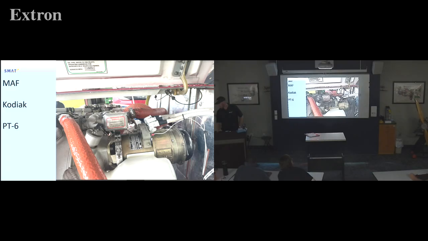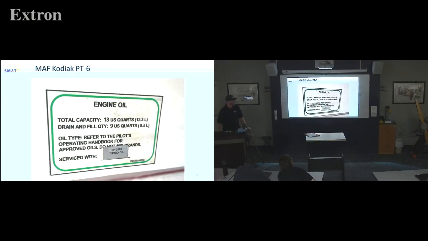Here's the Kodiak when they flew into SMAT last year, I think. What do you suppose would be labeled on that right there? Oil, that's what it's got to say, right? That's pretty much all. It doesn't say the type of oil, but up here, somewhere else, a lot of times they'll give you what type of oil. Apparently they're using BP turbine oil. It's not JZ's favorite, but it's oil.